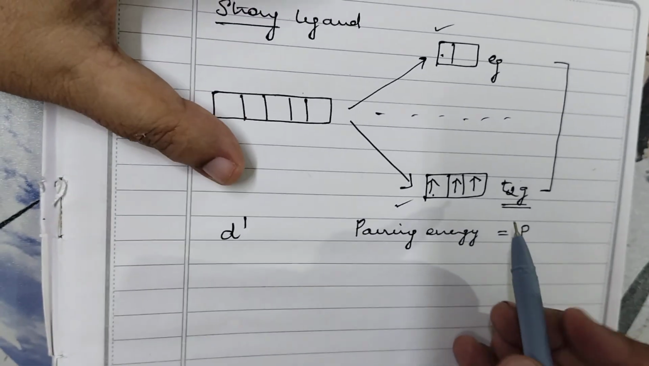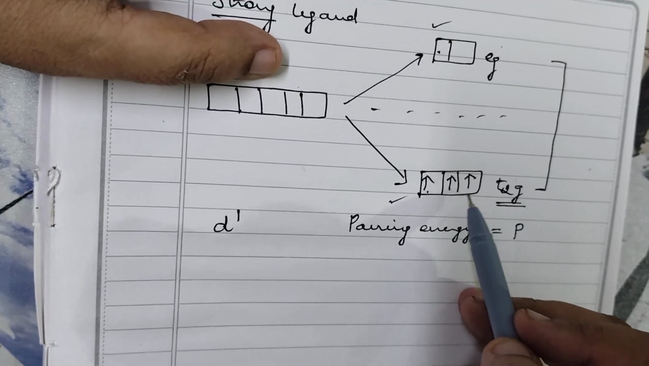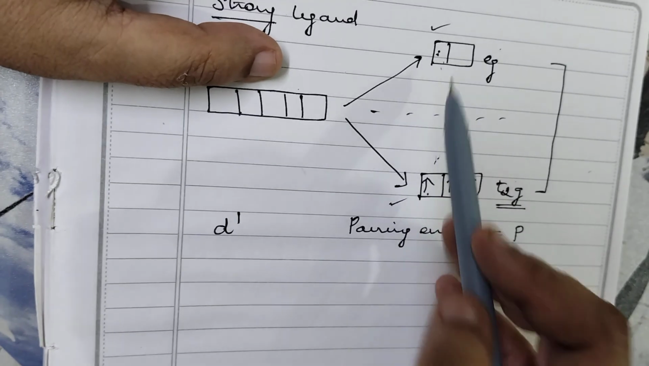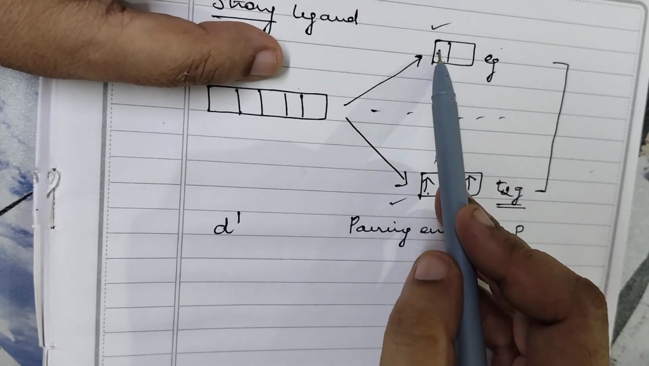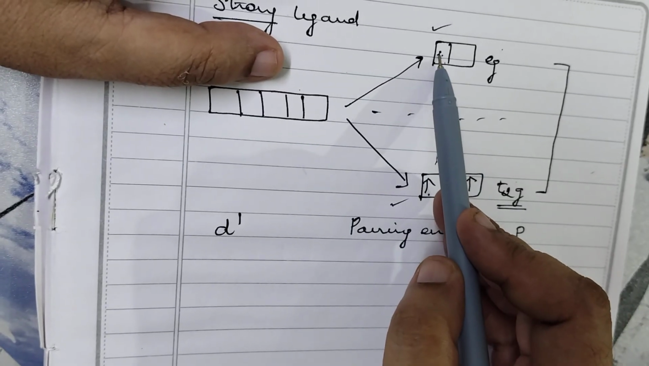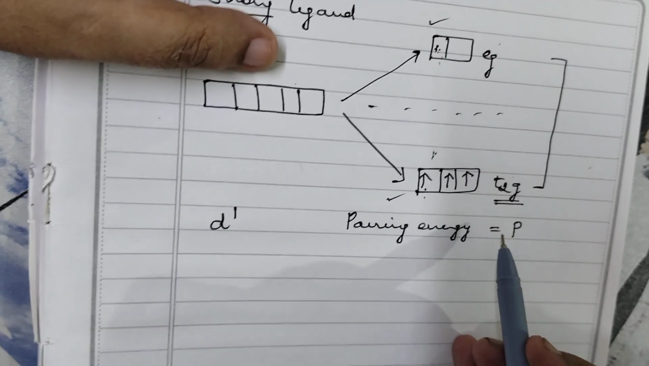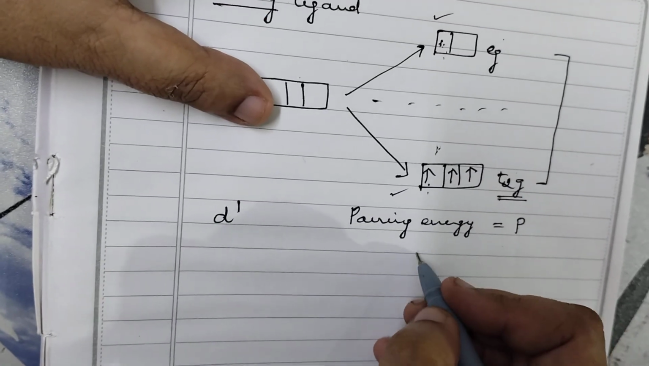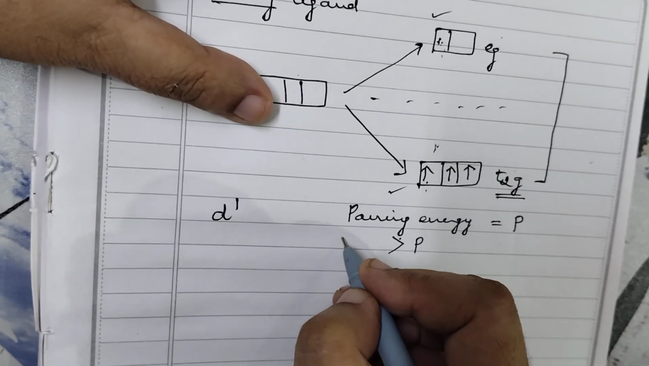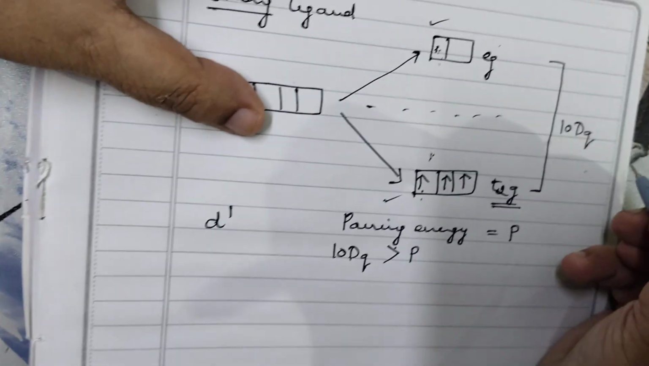That is, if this gap is high, then instead of the fourth electron going into EG, because there is a large energy gap, it will prefer to be filled in T2G and will prefer to get paired up. Why? Because pairing energy is less than 10 dq.